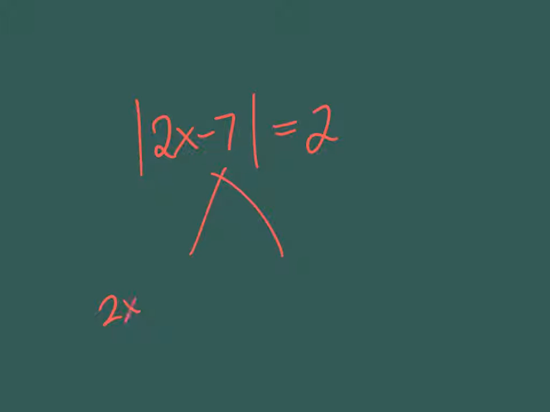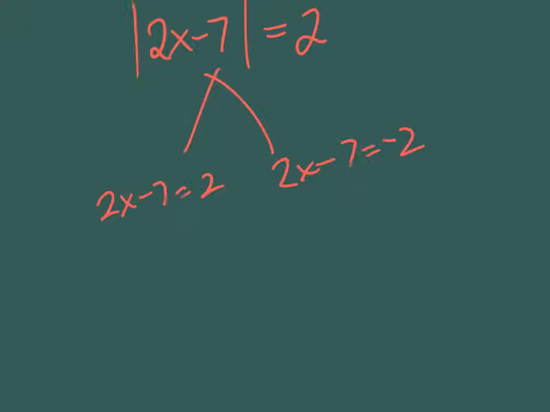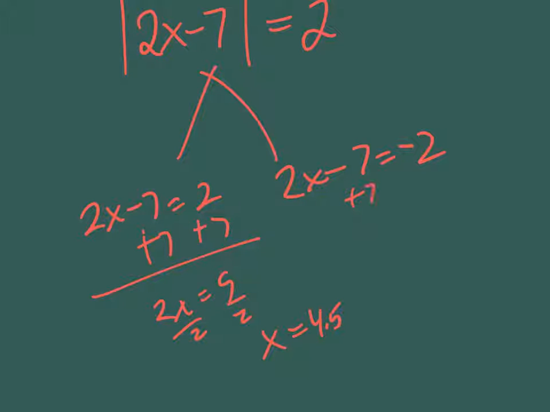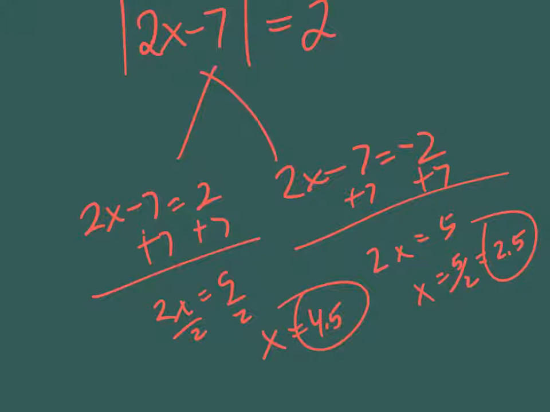Breaking this up, 2x minus 7 equals 2. 2x minus 7 equals what? Negative 2. Then I'm going to add 7, 2x equals 9, divide by 2, divide by 2. X equals 9 halves, which is the same thing as 4.5. The other one, add 7, 2x equals 5. X equals 5 halves, aka 2.5. So it's 4.5 and 2.5. Raise your hand if you had those right. Awesome.